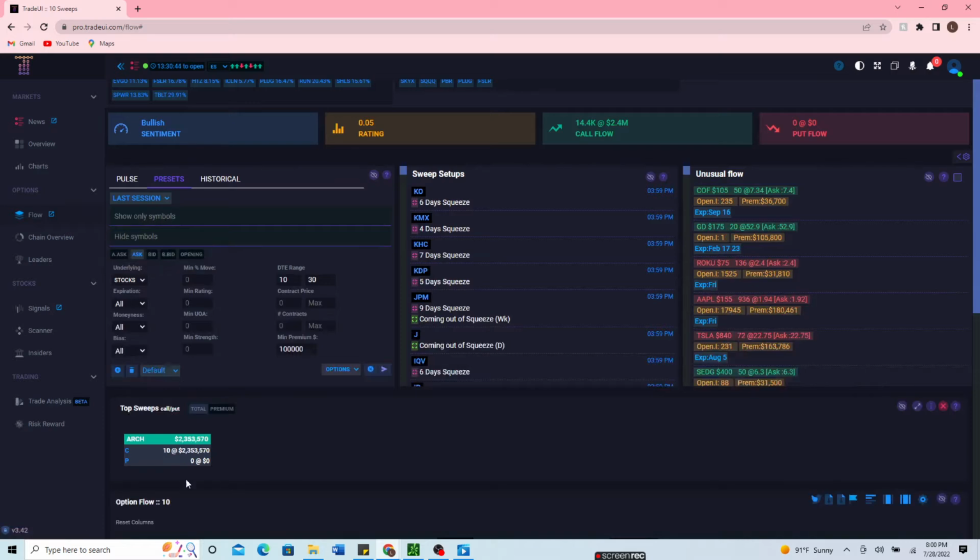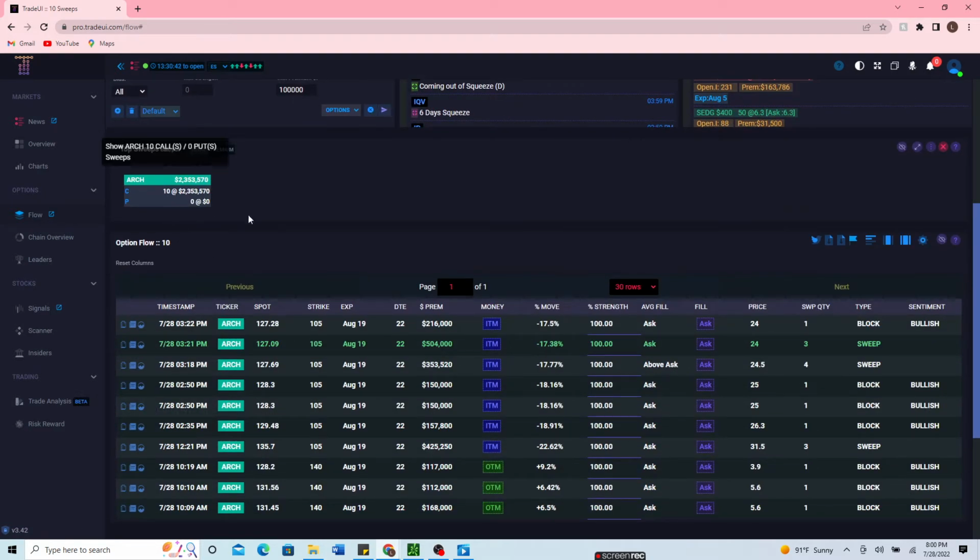Once again, you can double click and it'll populate all of ARCH's sweeps down here. So it looks like we had a lot of bullish activity come in. We had some out of the money contracts and a lot of in the money contracts. All of these came in around the same time. It went from 12:35 all the way up to about 12:50.